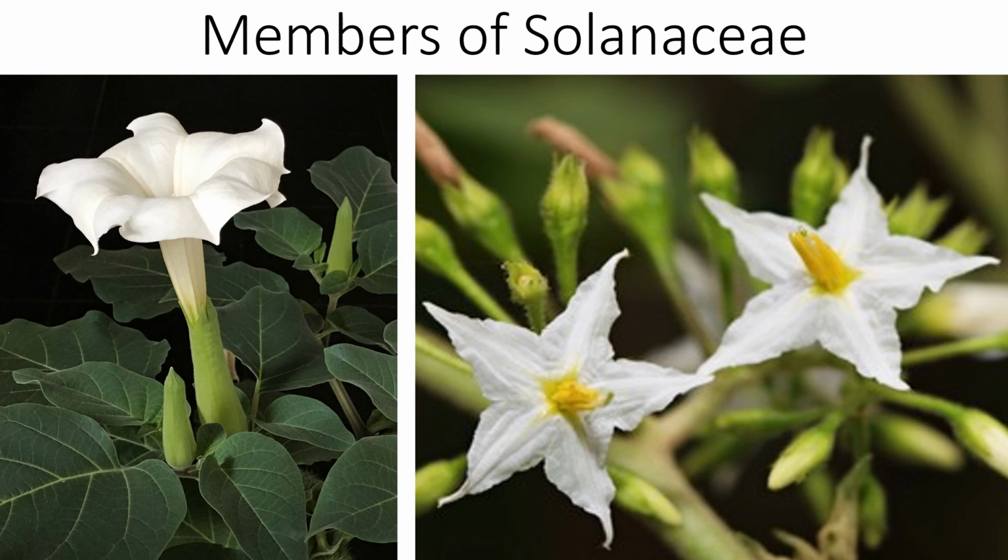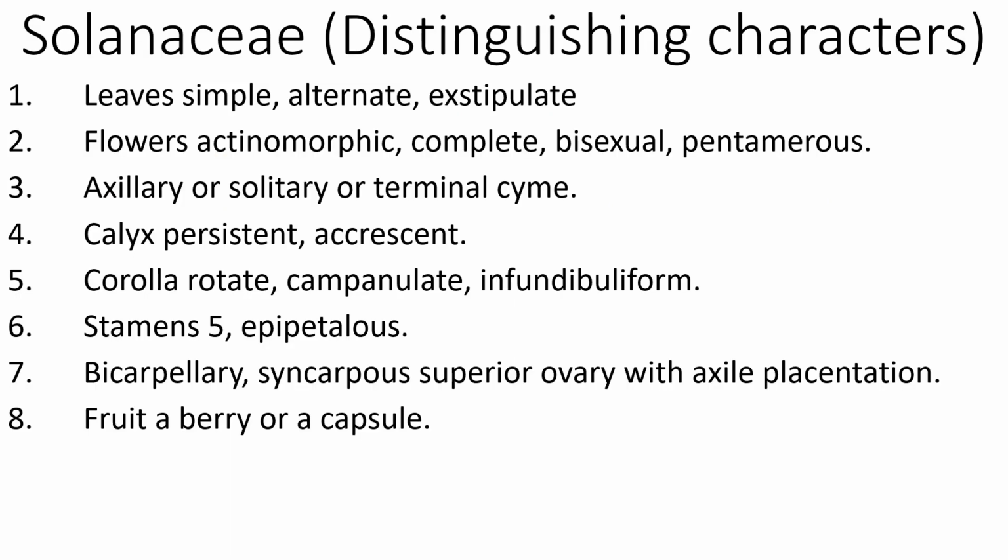Here you can see the variation of flower. Here, see the type of corolla. Here again, you can see the type of corolla and the nature of stamen can easily be studied. Let us understand the distinguishing characteristics of the family Solanaceae.